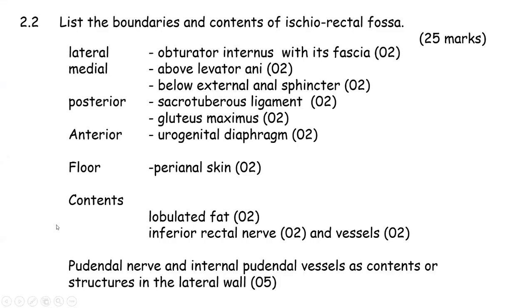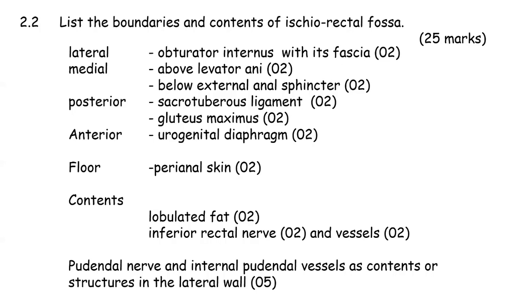When you have a floor, you should have a roof as well. You can say the roof is, sorry, I forgot to add that. It's these two walls joining up to form the roof, right? So medially, you have two relations, one above and one below. Above you have the levator ani and below you have the external anal sphincter.